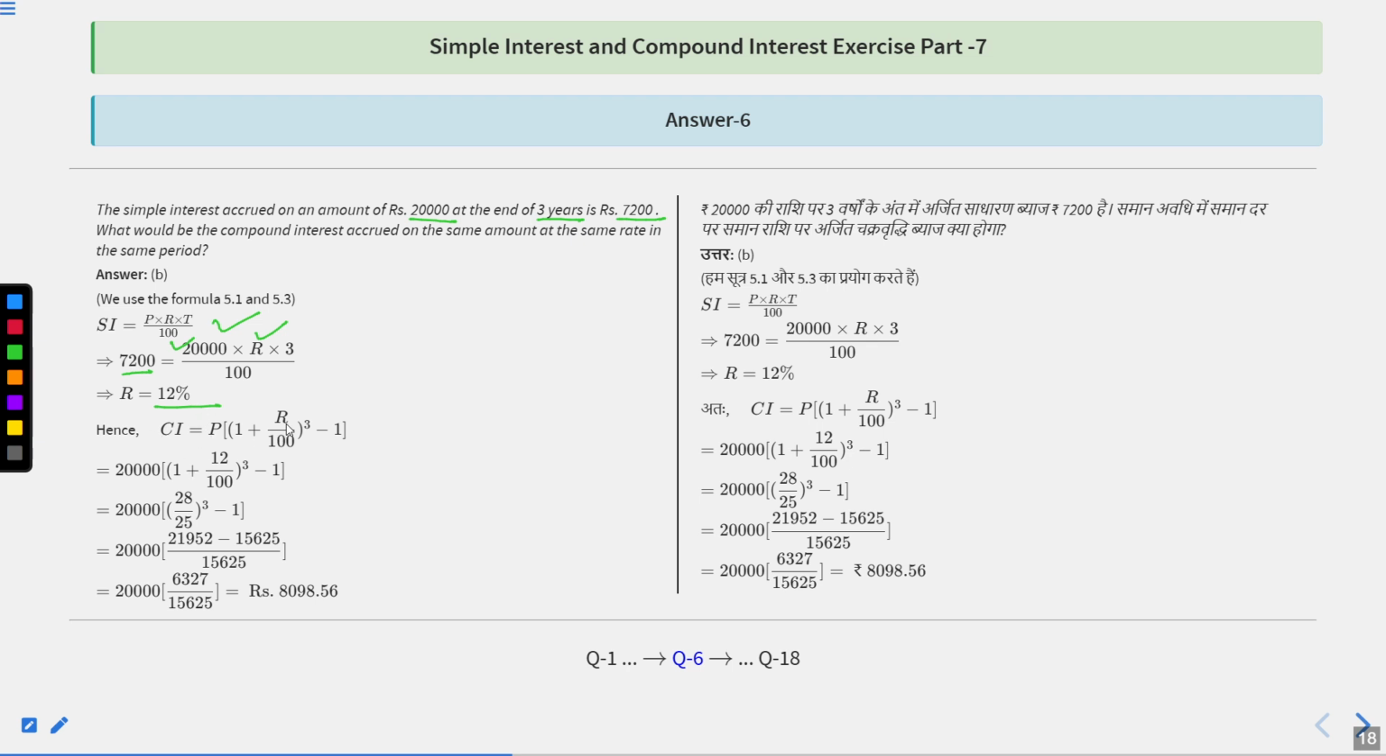So we need to calculate compound interest for the same rate of interest and the same time. The compound interest formula is P times (1 plus R upon 100) power n, minus 1. We put these values in this equation: 20,000 times (1 plus 12 upon 100) cubed, minus 1. When we calculate it, we get the compound interest, which is 8,098.56 rupees. Next.